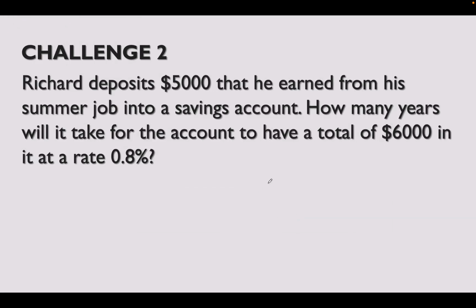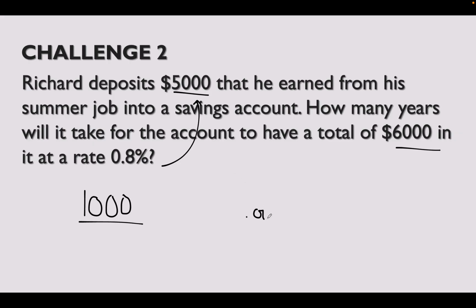In our final challenge, Richard deposits $5,000 that he earned from his summer job into a savings account. How many years will it take for the account to have a total of $6,000 at a rate of 0.8%? So if it started at $5,000, it's now at $6,000. That means the interest is $1,000. Now we're trying to figure out how many years does it take to get to a total of $1,000 of interest. So first we need to figure out what is the amount of interest per year.